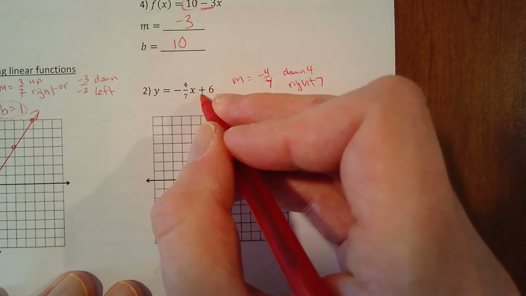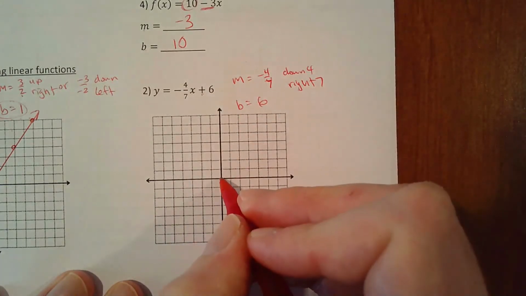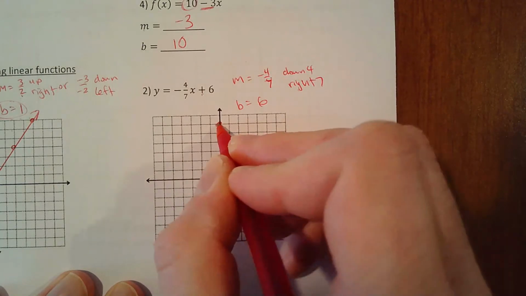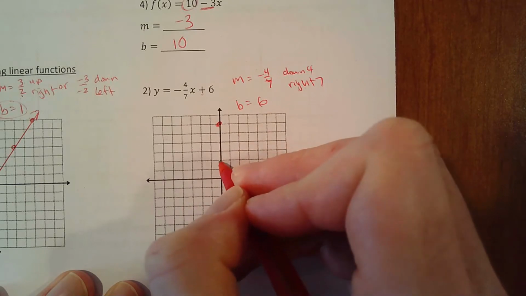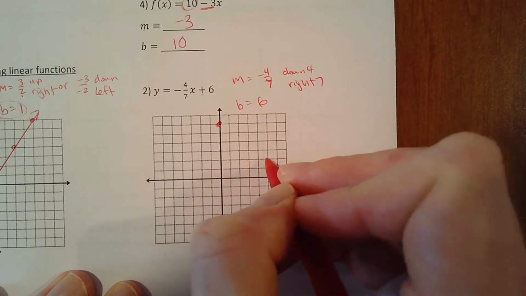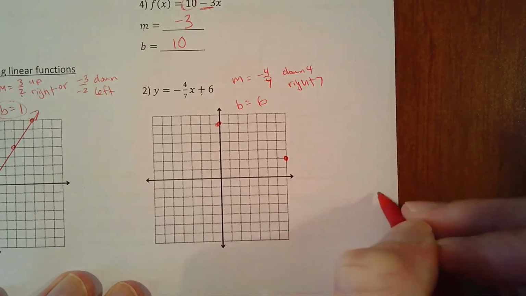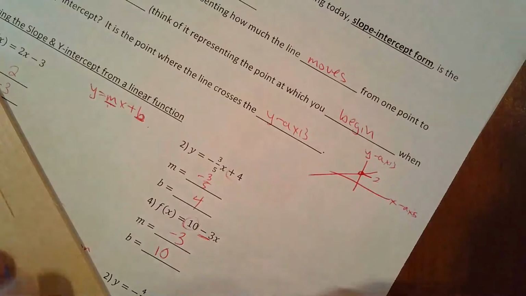And then the y-intercept is at 6. So I'm going to start at 6 on the y-axis, and then from that point, go down 4, right 7. So down 4, 1, 2, 3, 4, right 7. 1, 2, 3, 4, 5, 6, 7. And I could try it again, but I'll obviously be off the graph. So that's it. That's my graph. So I connect those 2 points.